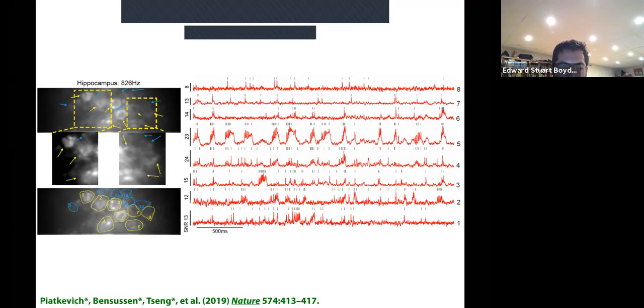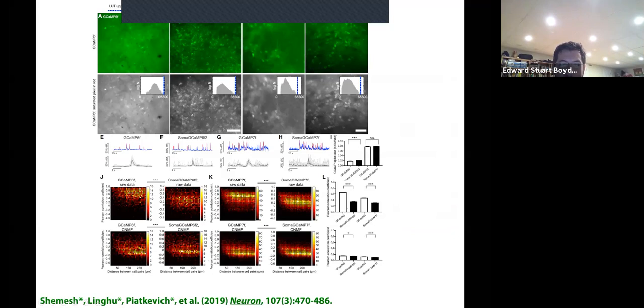Orshimesh, Chengyang Lingu, and Kirill Pyakovich also did something similar with calcium indicators. We can express calcium indicators fused to peptides, and they will also express at the cell body. This also cleans up the background fluorescence. If the calcium indicators are everywhere, you have this sea of fluorescence. But if you express them just at the cell body, you can see discrete cells much more clearly. We showed in a recent paper that this cleans up the activity and makes it easier to see things in the living brain.